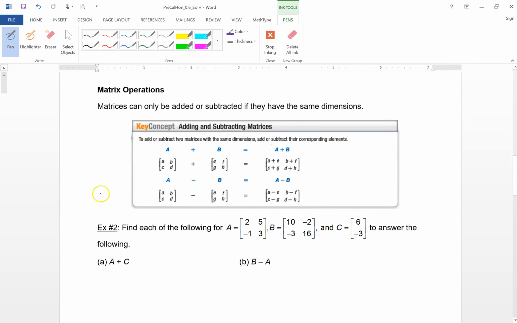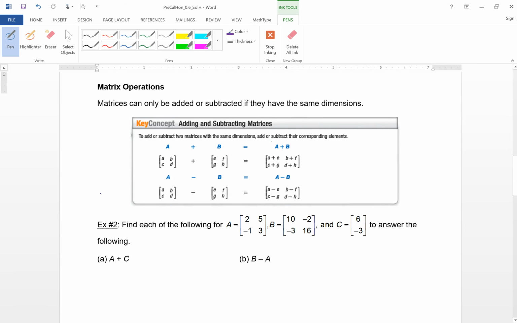Okay, so let's talk about matrix operations. When you talk about numbers, you are now very comfortable with what to do with numbers. You can add numbers, you can multiply, you can divide numbers. Matrices are not exactly the same. Addition and subtraction is one thing, but when it comes to multiplying matrices or dividing matrices, it's a whole other ballgame.